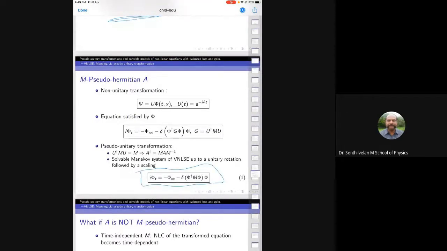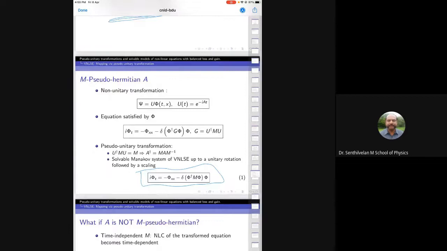So through this transformation, I am mapping my original equation to the new equation. This is exactly solvable for a specified form of M. In fact, not only a specified form: one can make it canonical for any M. This is in general known as the Manakov system. So this is exactly solvable. The original problem, if A is pseudo-Hermitian, can be solved exactly. Known solutions of this equation one can be used to get the solution of the original equation.